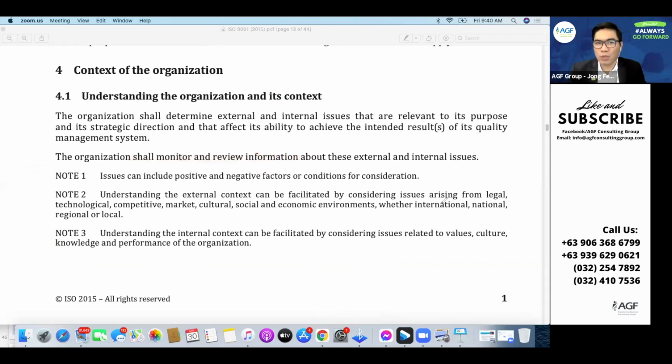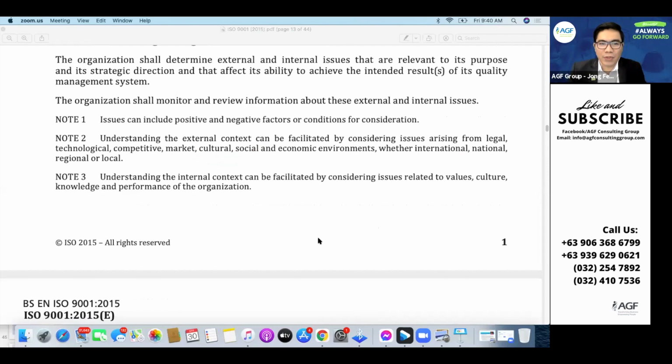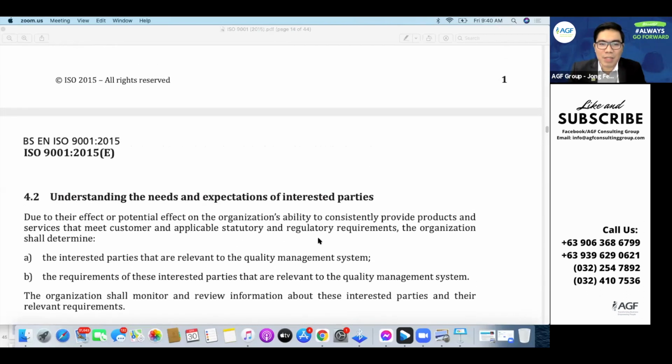Now, let me go to 4.2 just to further understand this. Look at 4.2. Is there a mention here that this document should be made available and shall be maintained as documented information? Pretty much the same as your 4.1. So if you look at 4.2, the organization shall monitor and review information. No mention of shall be made available and shall be maintained as documented information. In other words, your interested parties matrix, because we also do create a matrix, right? A list of all our interested parties, what are their needs, expectations, or requirements, and how do we comply with that? We all know that these are sources of risk, and hence we document it.